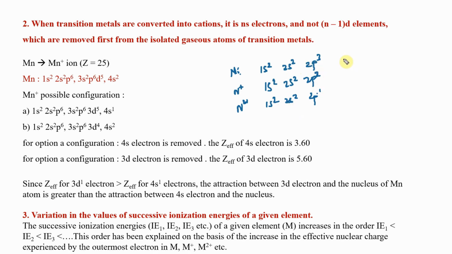Look at it this way. The contribution is 0.35 times the other electrons: 4, then 0.35 times 3, then 0.35 times 2. So the shielding keeps decreasing, and if shielding decreases, Z effective increases. So Z effective increases, and I cannot remove an electron easily from N2+ compared to N+. Similarly, I cannot remove from N+ easily compared to N. So you can relate it to ionization energy.